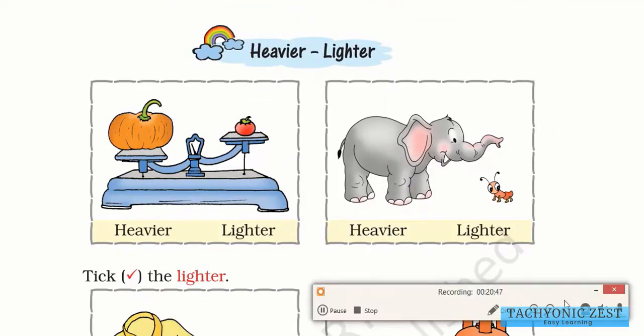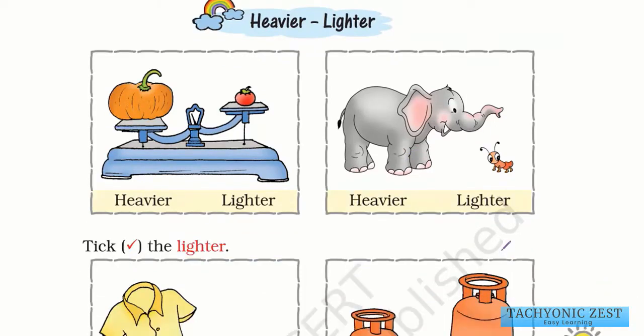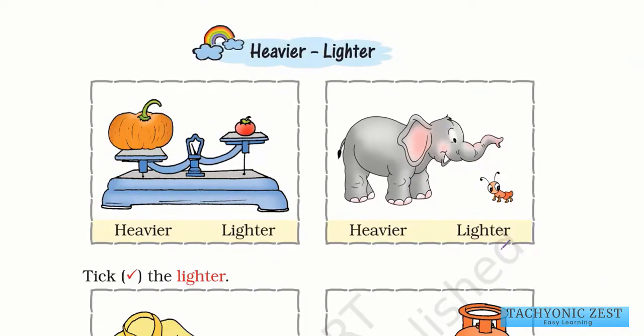So next we have heavier, lighter. Some objects are heavy and some objects are light, so we have to see. Again, heavier and lighter comes in comparison. When two or more objects are compared, we can say that one object is heavier as compared to the other object, and one object is lighter as compared to the other object.